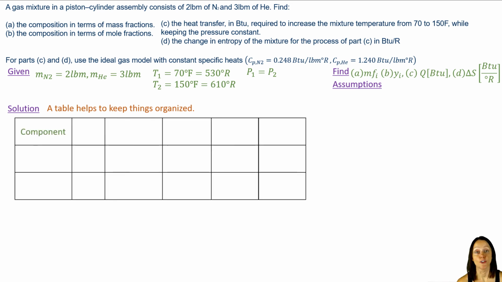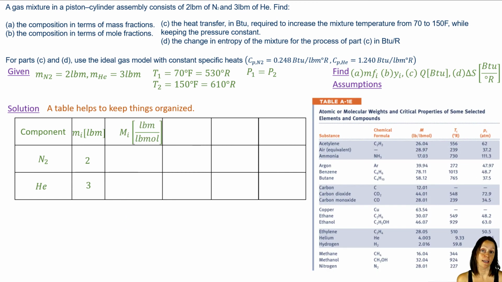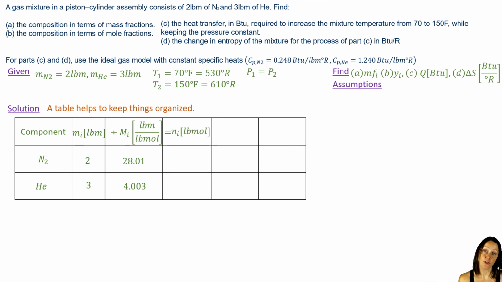So I've got two components: nitrogen and helium. Next column is my mass, so I've got 2 pound mass and 3 pound mass. Then I need to look up my molar mass, and I can look that up in table A1E. So I've got that for nitrogen and for helium. If I divide the mass of the component by the molar mass of the component, I get the number of moles of the component. So 2 divided by 28.01 is 0.0714, for example.